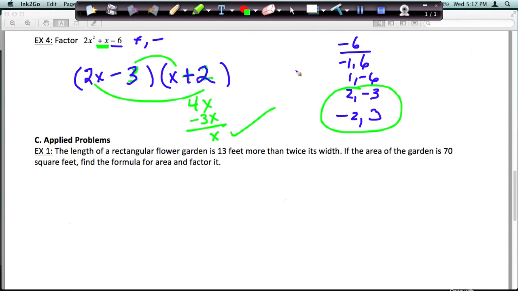Okay, let's look at this applied problem. Example 1 says the length of a rectangular flower garden is 13 feet more than twice its width. If the area of the garden is 70 square feet, find the formula for area and factor it.